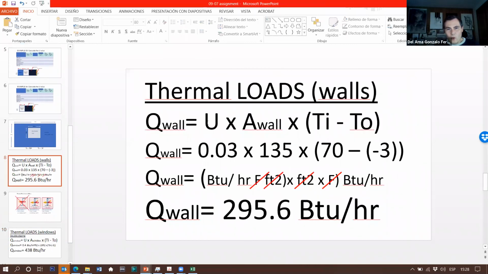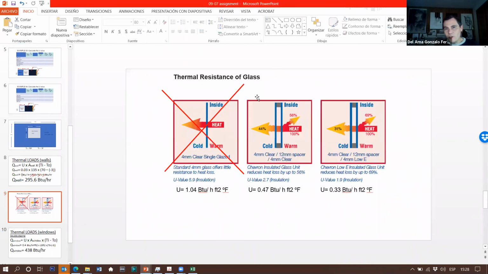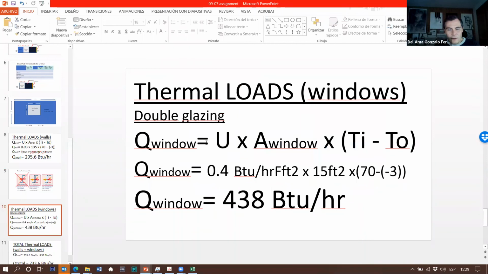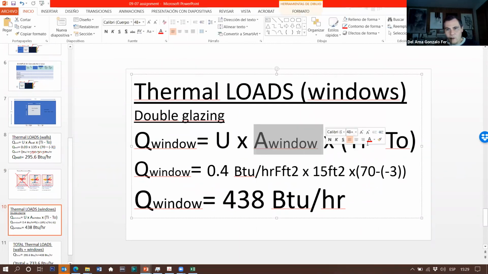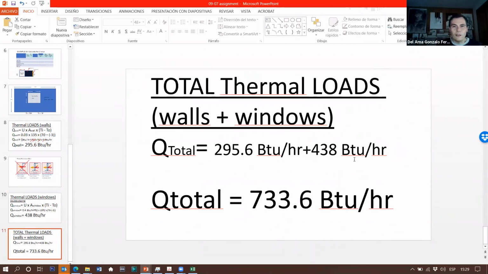The U value of the wall is the one that you have already calculated with that table. The U value of windows, you can use either 0.47 or 0.33, or something in the middle. And with this, you have to calculate thermal loads: the U value, the area of the window, and the temperature difference. And finally, you have to add this and that up, and you have to calculate the total thermal load.